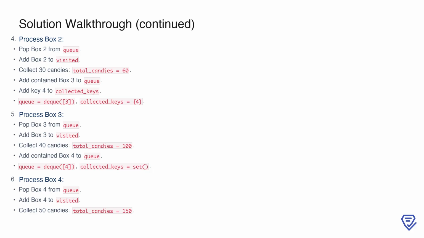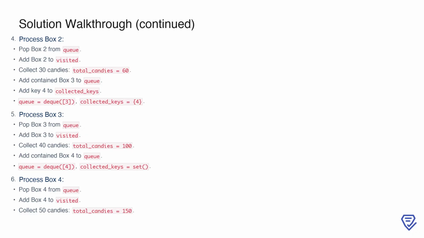Box 2 adds 30 candies to total_candies, bringing the total to 60. Inside box 2, we find box 3, which is added to the queue. Box 2 also provides key 4, which is stored in collected_keys.